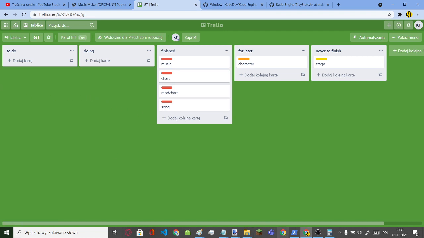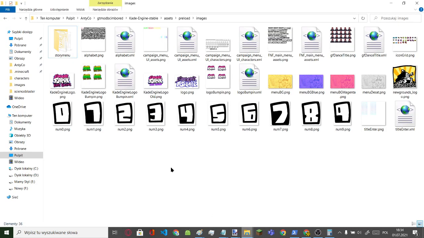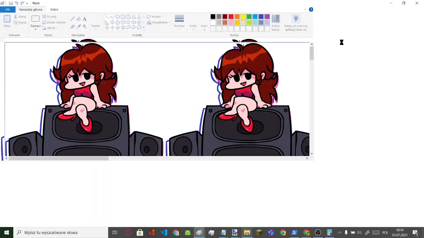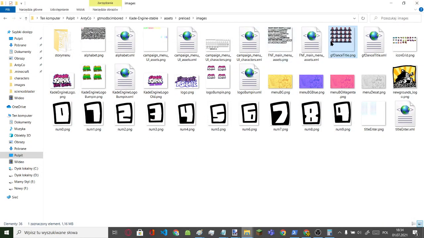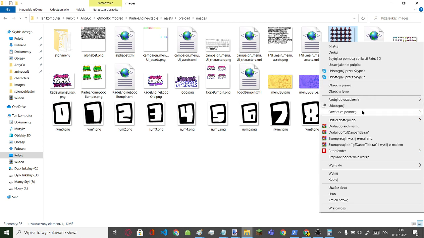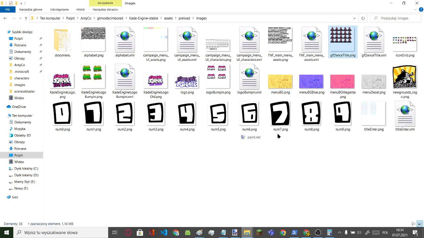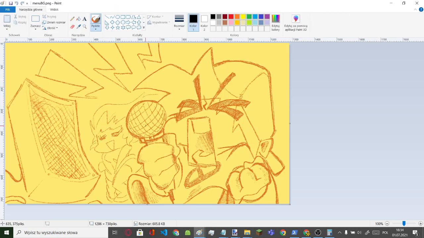I think so. To do. Okay, first thing to do. Not like first. It's just we need to do something with this thing. Let's open it with paint.net. Like it should open here. And like open in normal paint this.